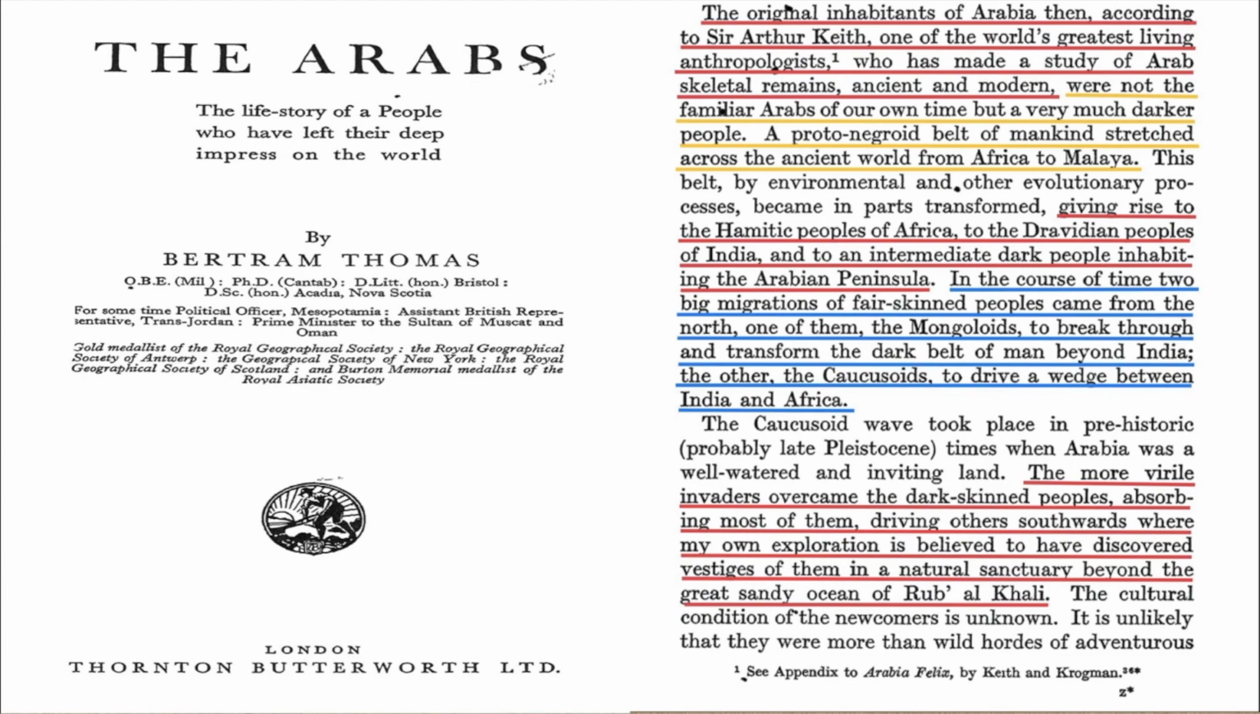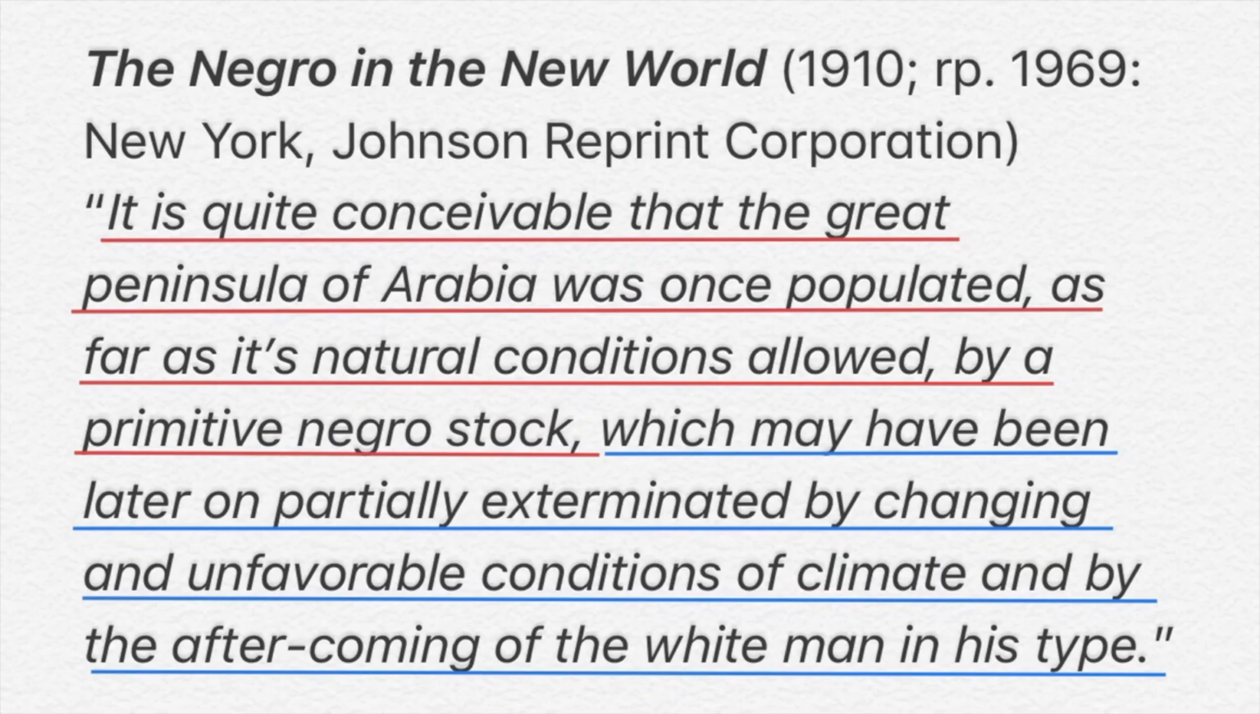A proto-Negroid belt of mankind stretched across the ancient world from Africa to Malay, giving rise to the Hamitic people of Africa, to the Dravidian peoples of India, and to the intermediate dark people inhabiting the Arabian Peninsula. Here's another book called The Negro in the New World, and it reads, "It is quite conceivable that the great peninsula of Arabia was once populated as far as its natural conditions allowed by a primitive Negro stock."